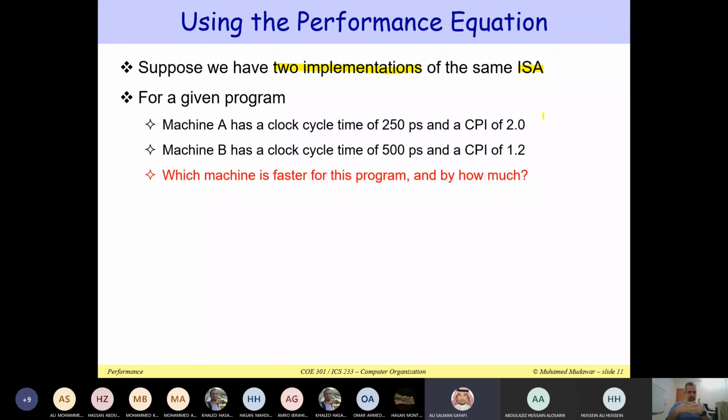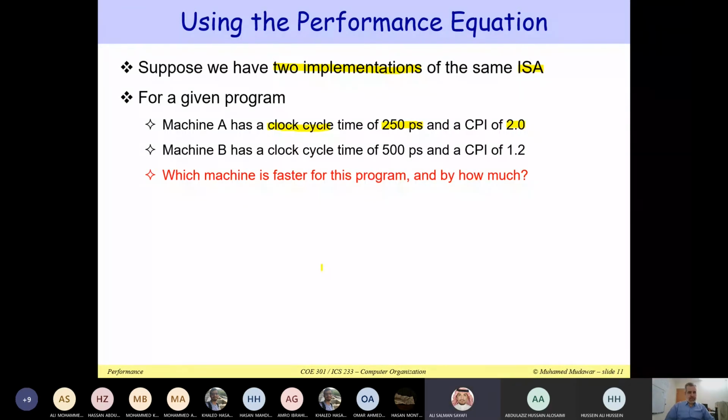Yes, clear. So now here we have machine A. When I say machine A, I mean CPU A or computer system A. It has a clock cycle of 250 picoseconds and a CPI of 2.0. Now, what does it mean to say 250 picoseconds? If the clock cycle is 250 picoseconds, what will be the clock frequency?